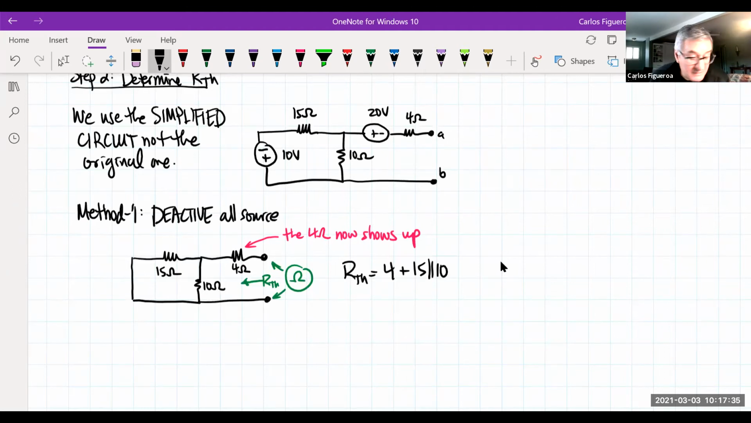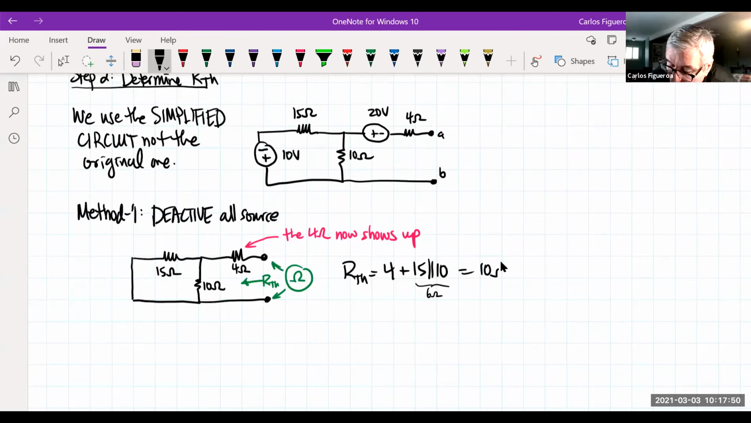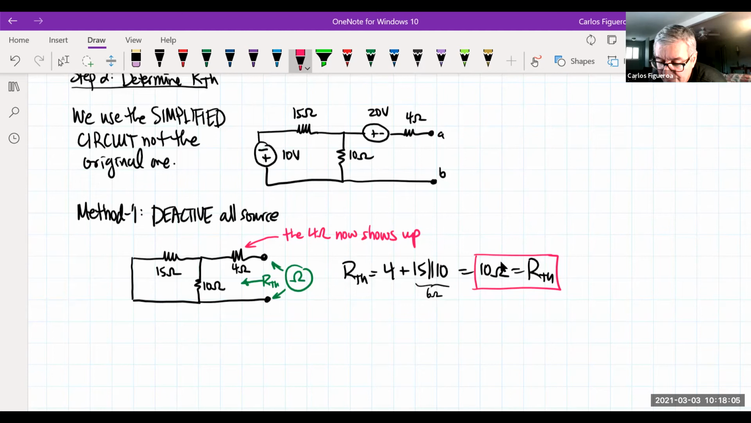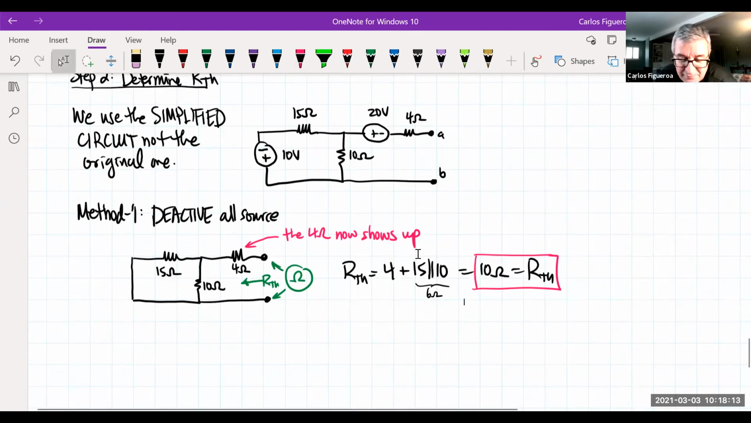If you compute this number, 15 parallel 10, that's 10 times 15 is 150 divided by 25. That's got to be 6, right? Shouldn't it be 5? No. 150 divided by 25 has to be 6. Yeah. Okay, good. That's what I want to hear. Keep me honest here. So RTH is 10 ohms.